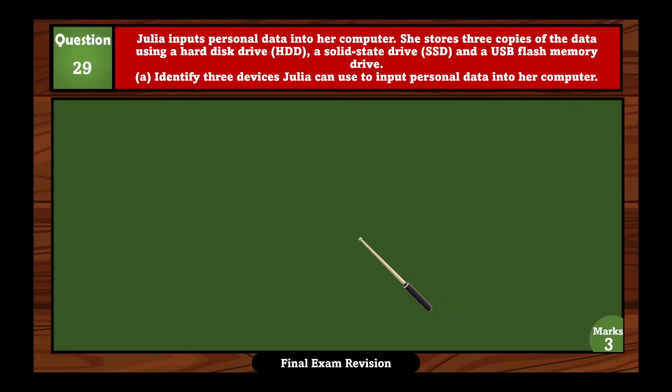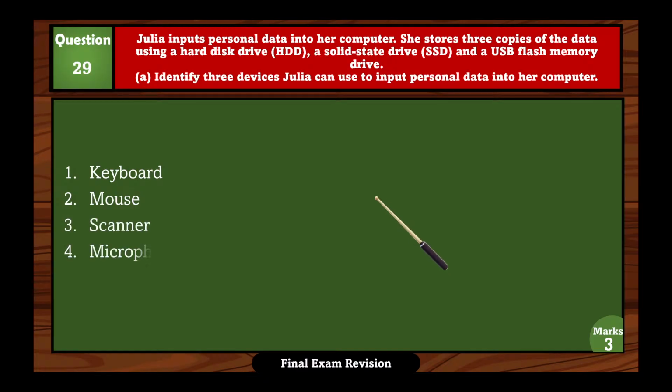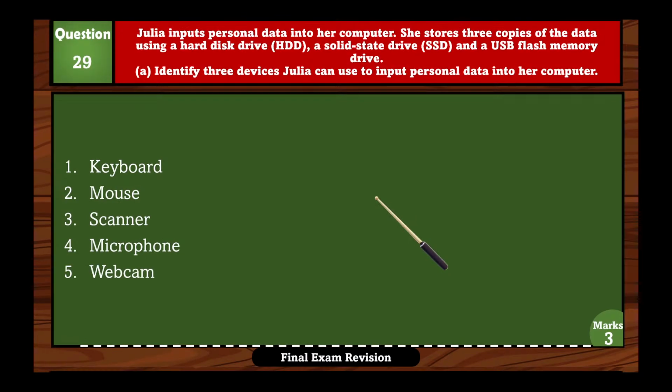Question number 29. Julia inputs personal data into her computer. She stores 3 copies of the data using a hard disk drive, a solid state drive and a USB flash memory drive. Identify 3 devices Julia can use to input personal data into her computer. So this time it's not asking for built-in, so you can give any input device. Okay, so a keyboard, a mouse, a scanner, a microphone, a webcam, etc.